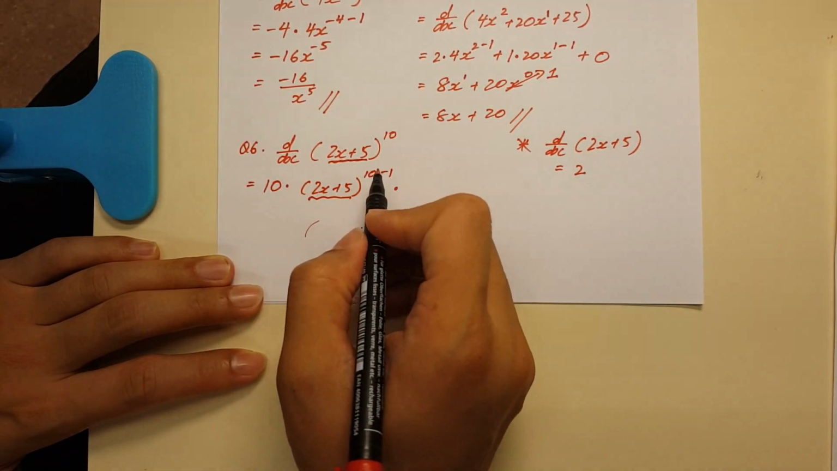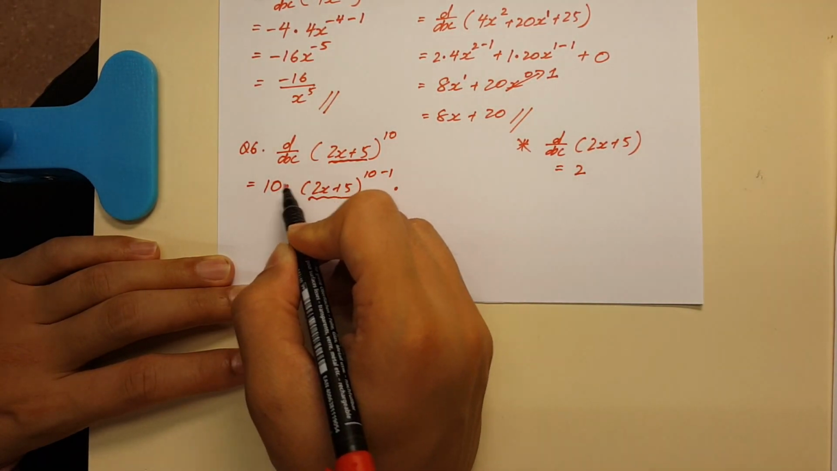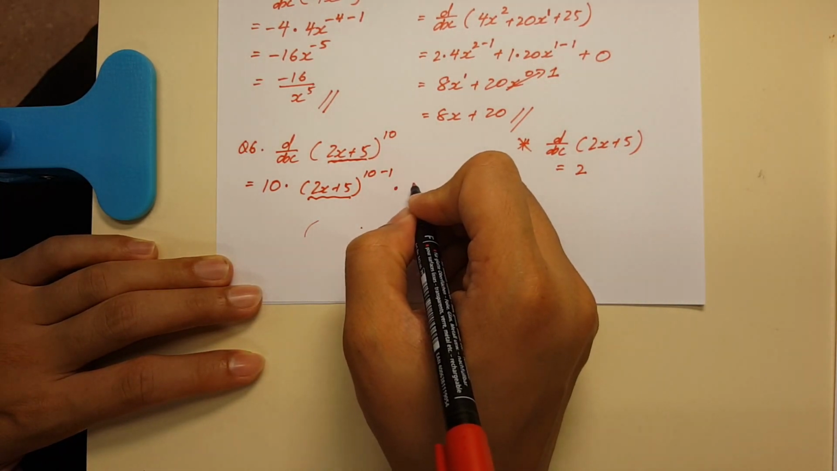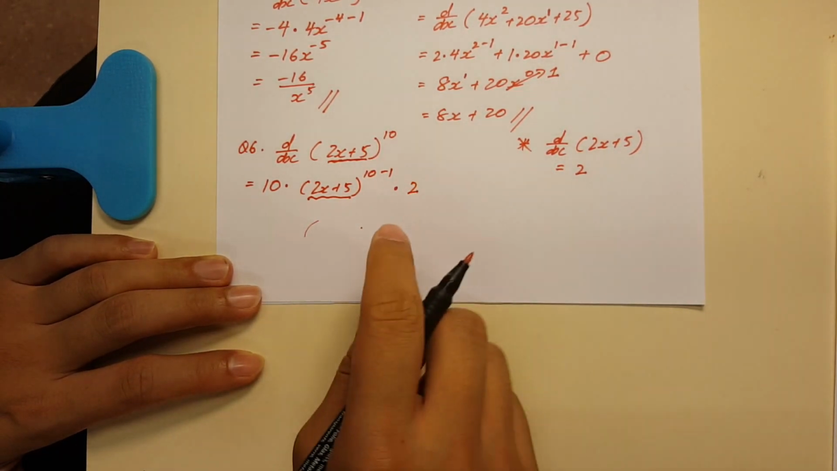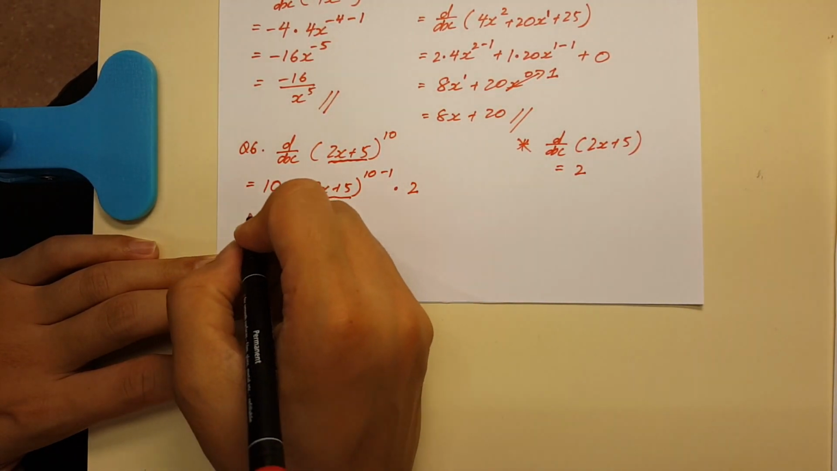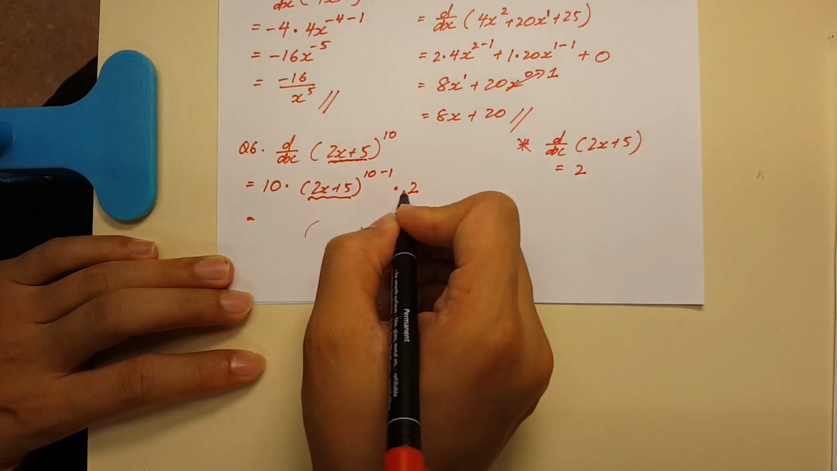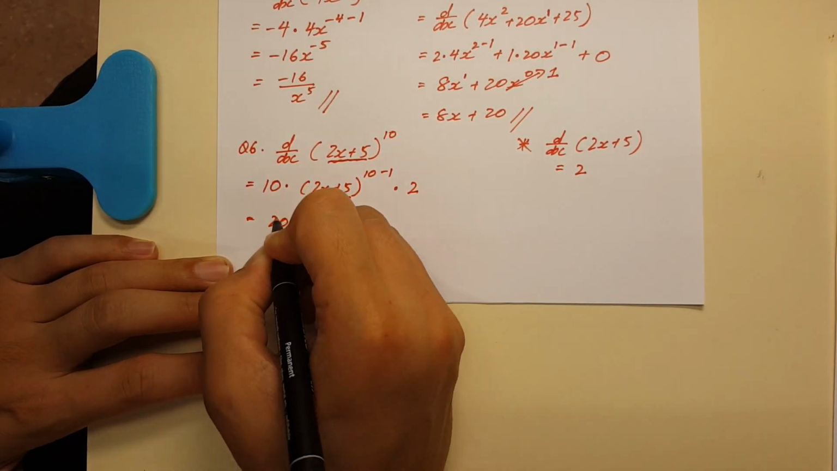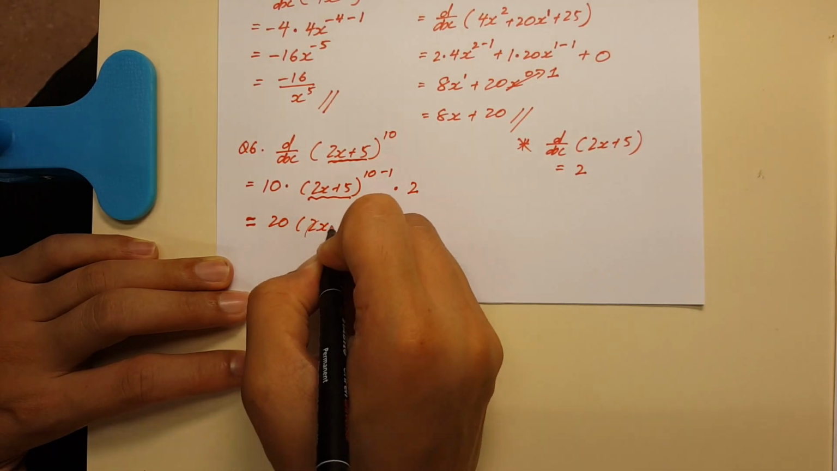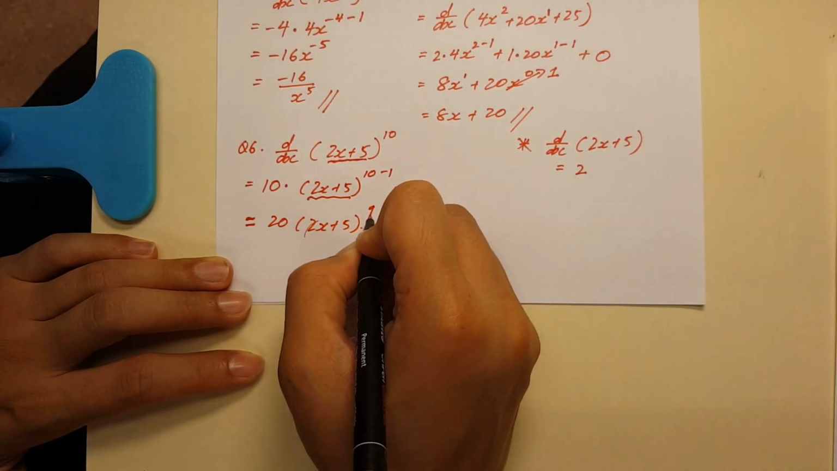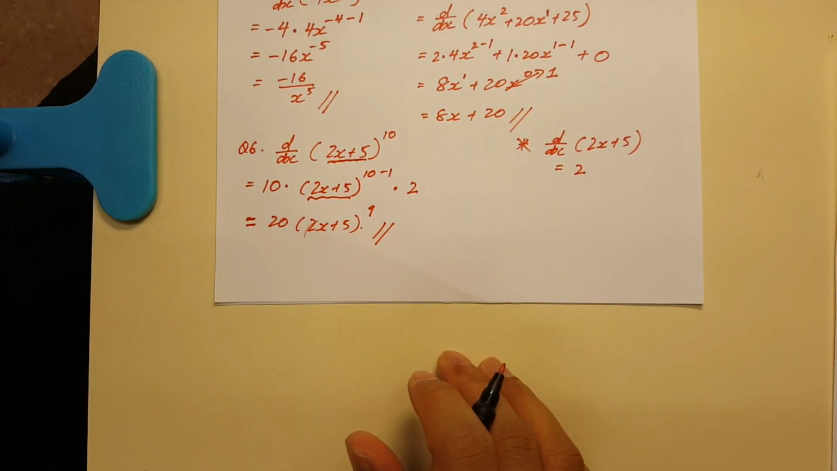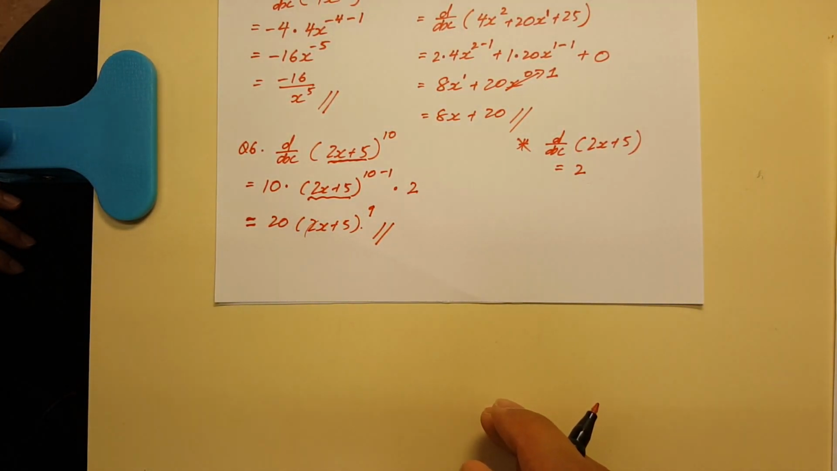So the first step, I've already brought down the power of 10. I reduce the power by 1. The third step is multiply by the differentiated content, which is 2, because if I differentiate the content inside, it's 2, right? So I just need to tidy up everything. 2 times 10 is 20. Let me copy it down properly. Then everything remains the same, power of 9. That's it. Pretty straightforward. I hope you guys are able to see it.